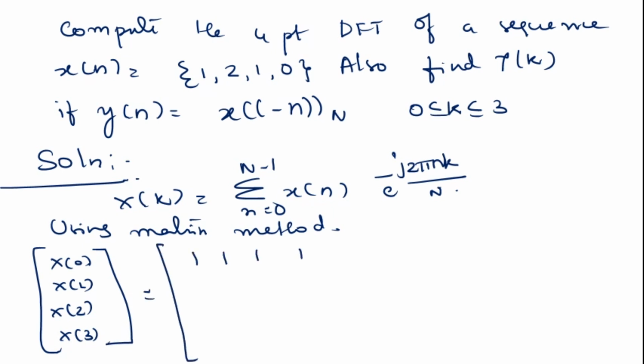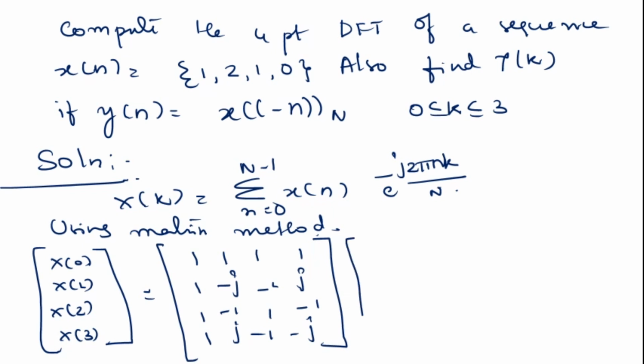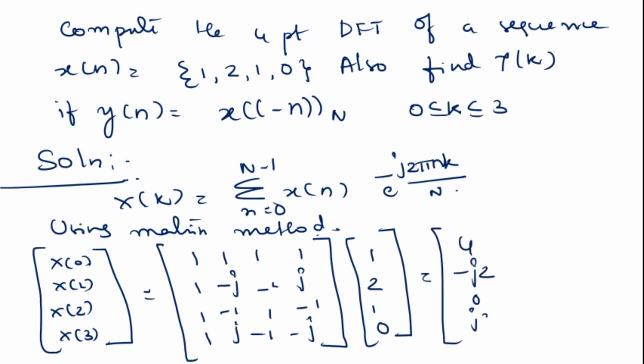1, 1, 1, 1, 1, minus j, minus 1, plus j, 1, minus 1, 1, minus 1, 1, plus j, minus 1, minus j, which should be multiplied with 1, 2, 1, 0, which is equal to 4 minus j2, 0, and j2, or X of k is equal to 4 minus j2, 0, and j2.